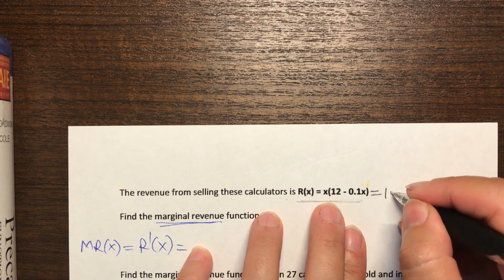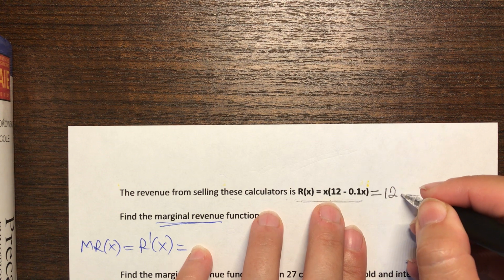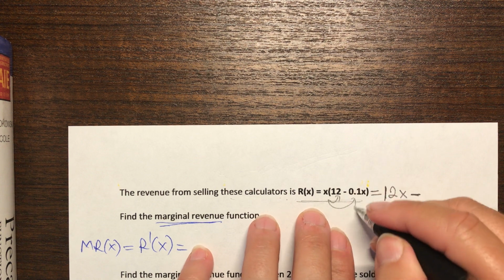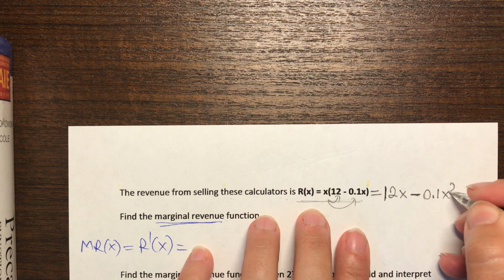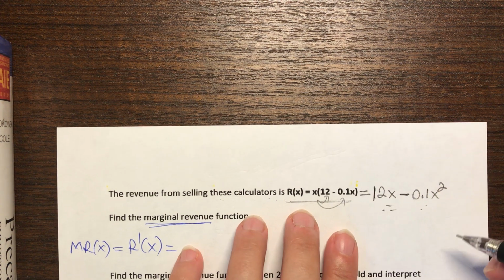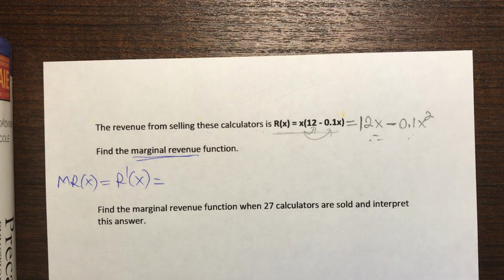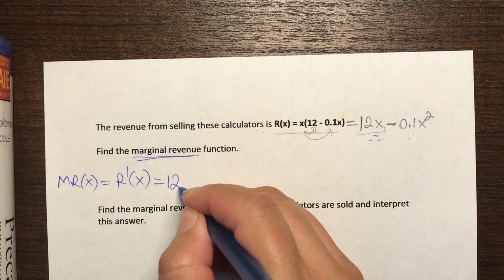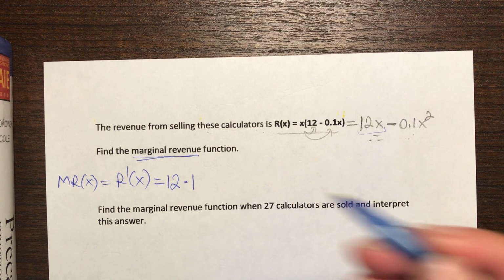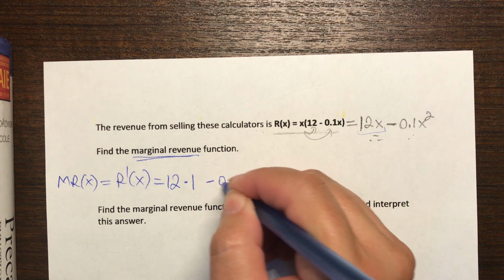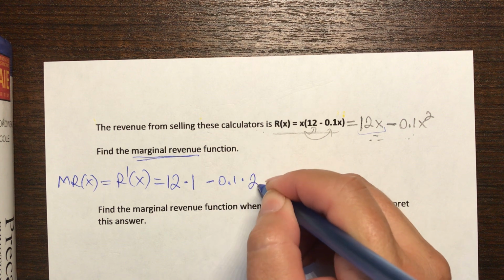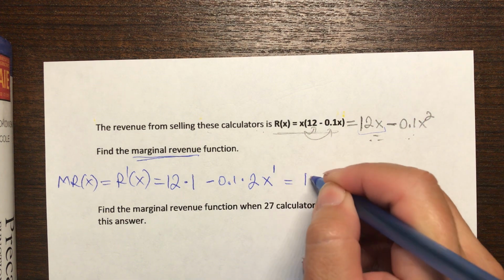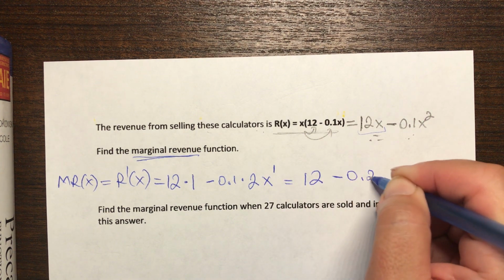So sure enough, the easiest way is to simply multiply it out. So x times 12 is 12x minus 0.1x squared. Now I'm dealing with a sum of terms, which we know what to do about. So now I'm ready to find that derivative. What's the derivative of 12x? Well, that's 12, times 1 if you want, minus 0.1 times, the 2 comes down, x to the power of 1 less than 2 is 1. So I'm going to get 12 minus 0.2x.